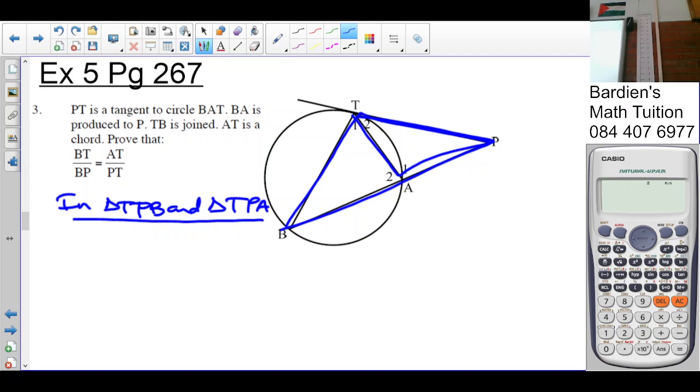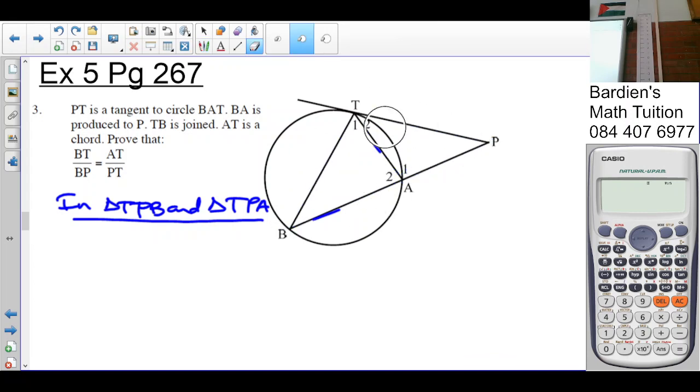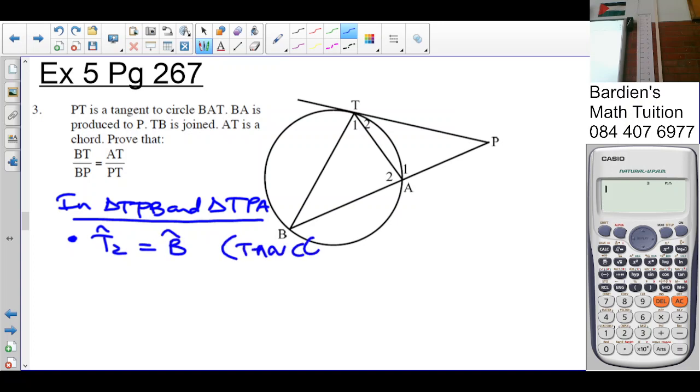T2 is equal to angle B, which is correct. We have highlighted that already. So angle T2 is equal to angle B. Why? Tan chord. Right, what else do we know? Angle P is common, it's in both triangles. So common angle. And the last one?